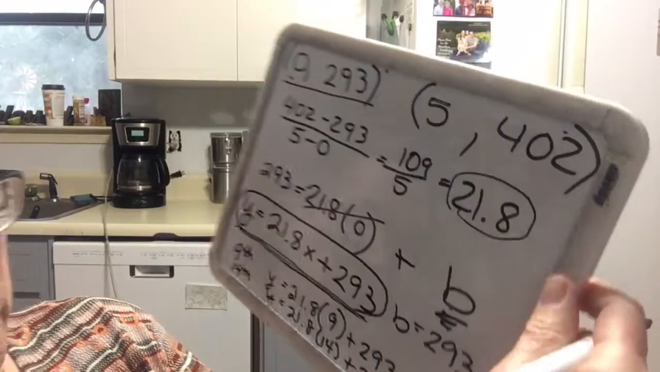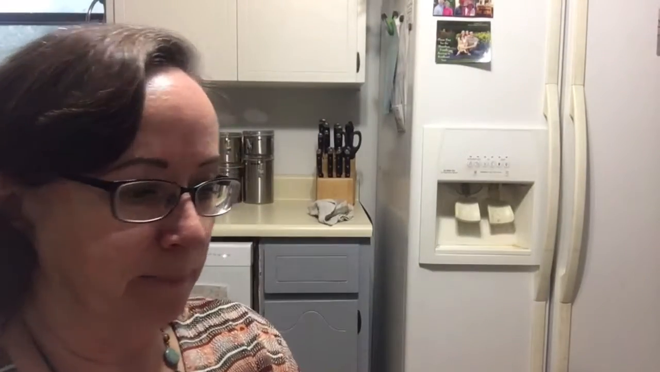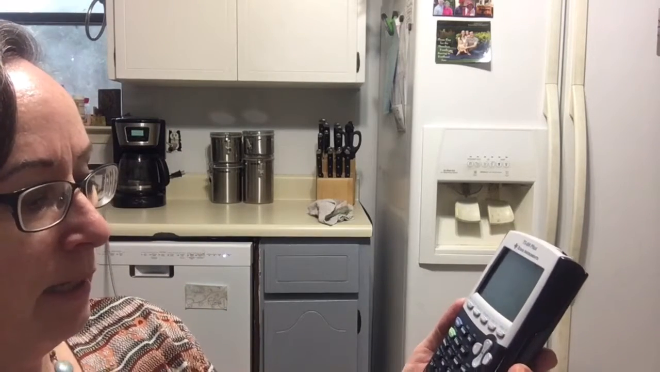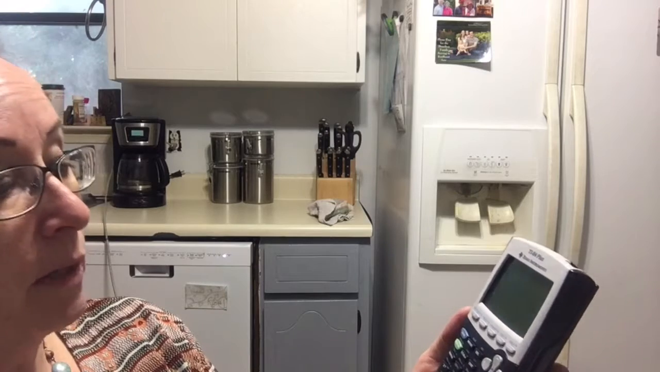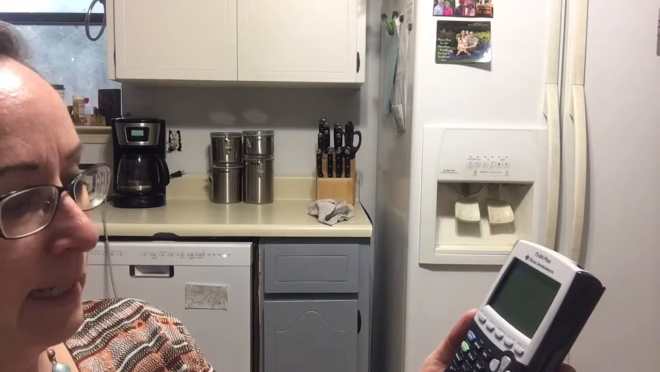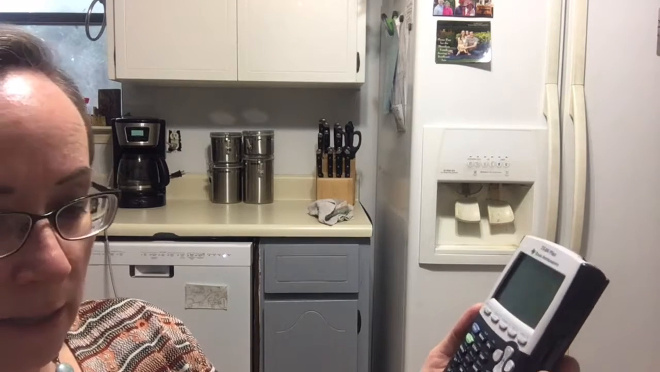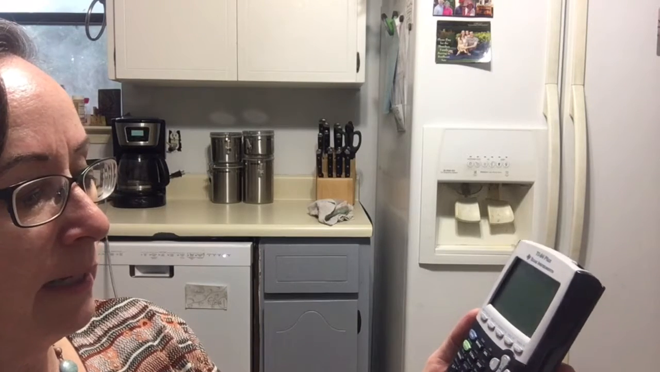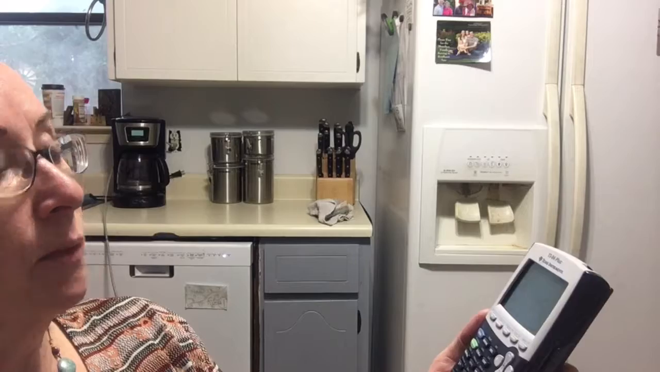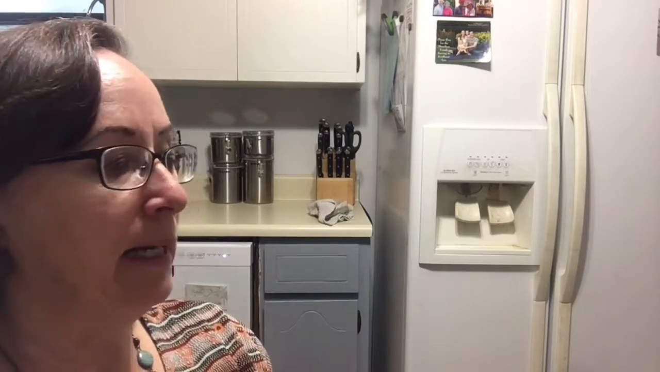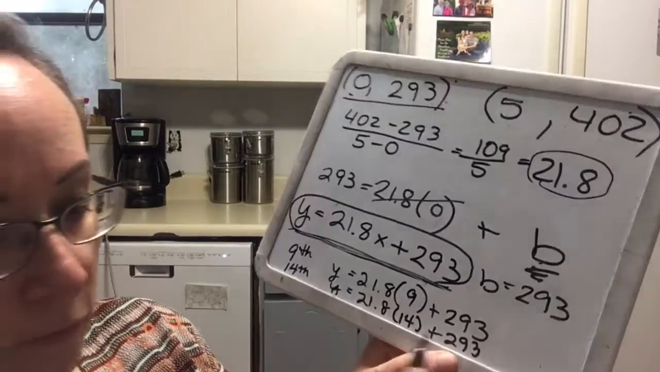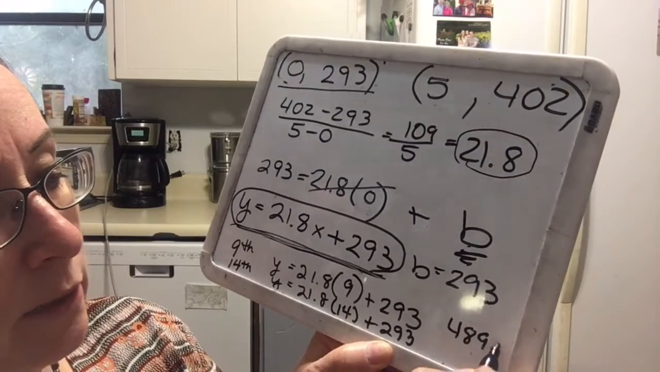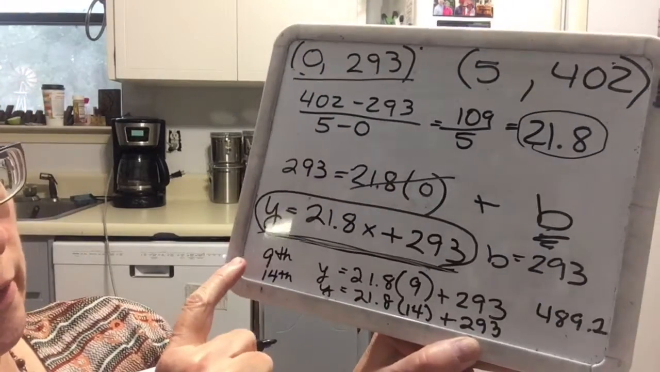Okay, so I'm going to put the board down so I can get my calculator up, and I'm going to calculate those for us real quickly. 21.8 times 9 plus 293. Okay, so I get 489.2 for the 9th year.